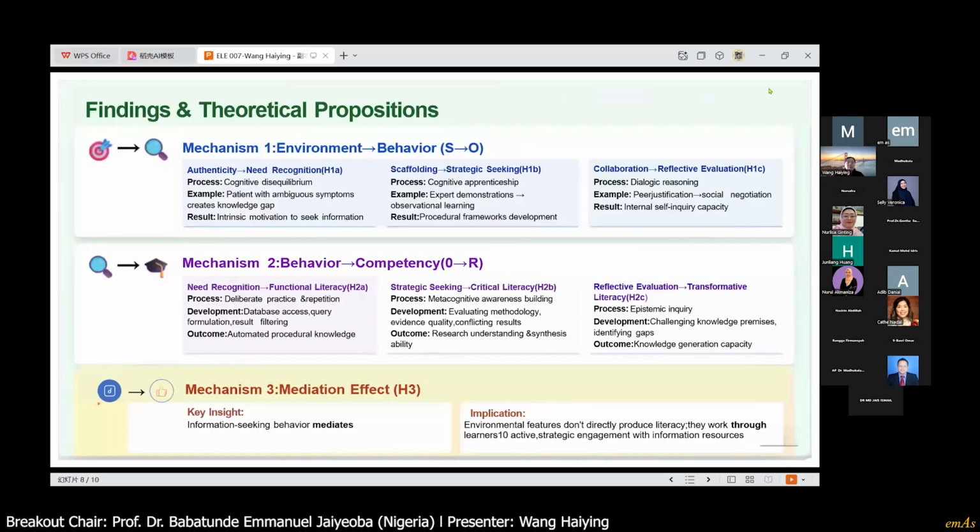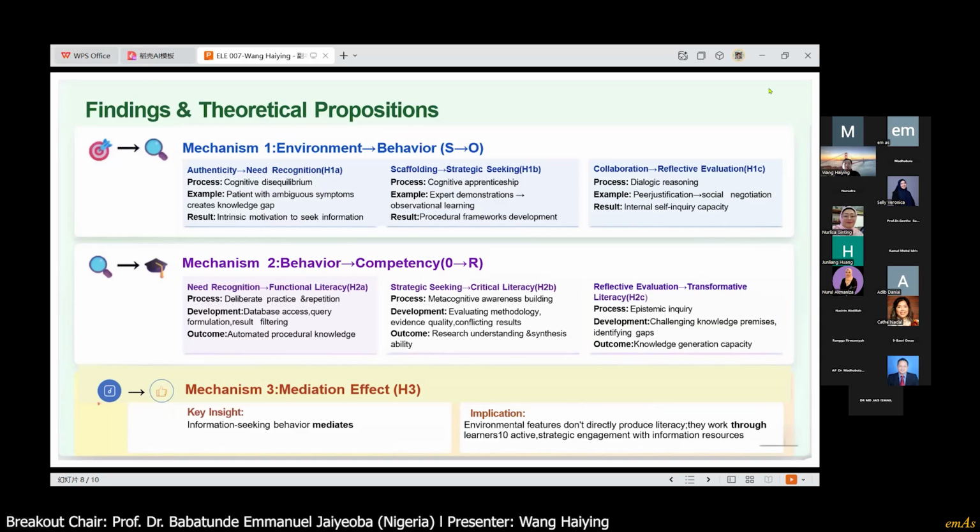So, having presented the framework, let me now explain the underlying mechanisms that make it work. First, authentic problems create a knowledge gap, which motivates search. Scaffolding shows expert methods students can learn. The cooperative element creates discussion that develops critical thinking.